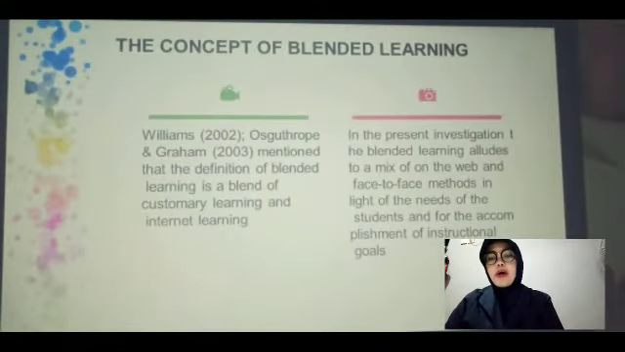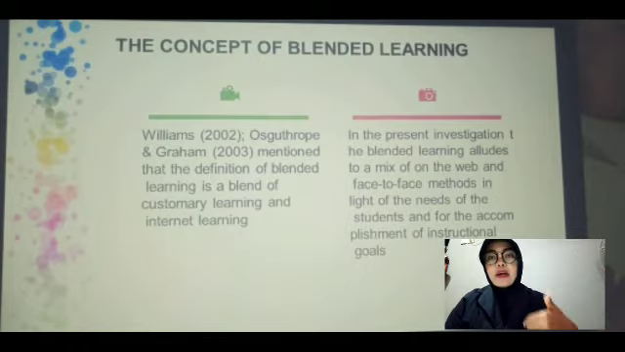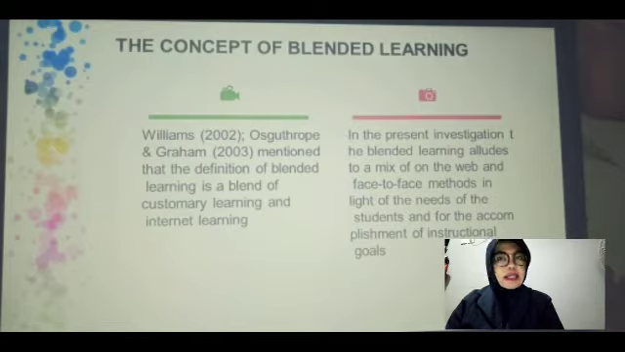Next, the concept of blended learning. Williams 2002, Thorpe, and Graham 2003 mentioned that the definition of blended learning is a blend of customary learning and internet learning. Customary learning is what we always do in the classroom between the teacher and the students, the lecturers and the students, and internet learning is where the lecturers let the students learn by themselves by using the listening, still related with listening.